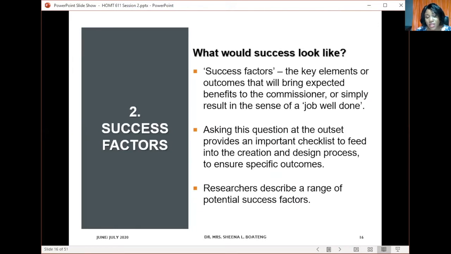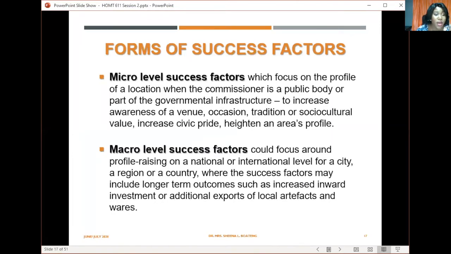And in this vein, researchers describe a range of potential success factors. These can be mentioned or described at various levels, and we'll take each of these levels one after the other. First, we can talk about the micro level success factors, which focus mainly on location.